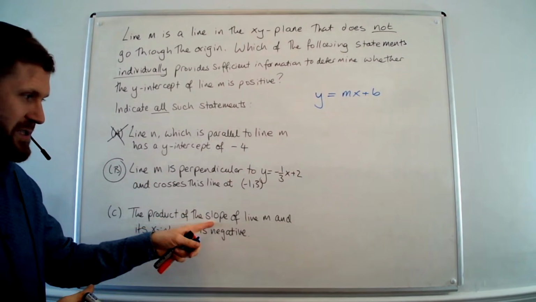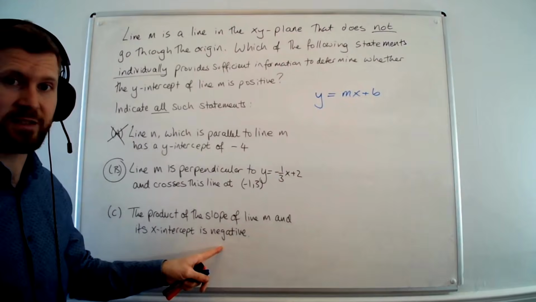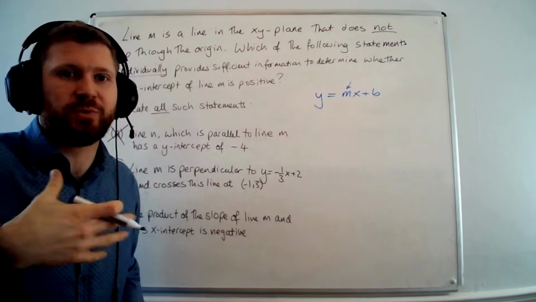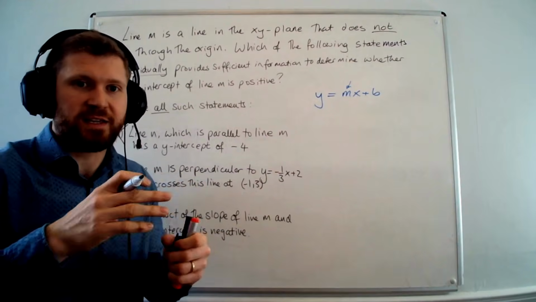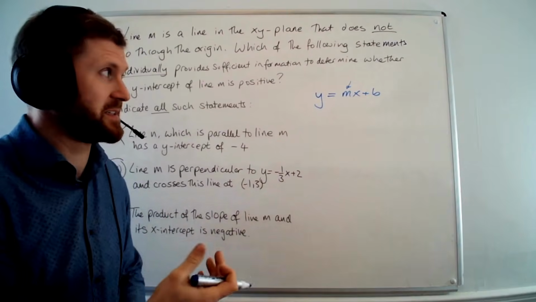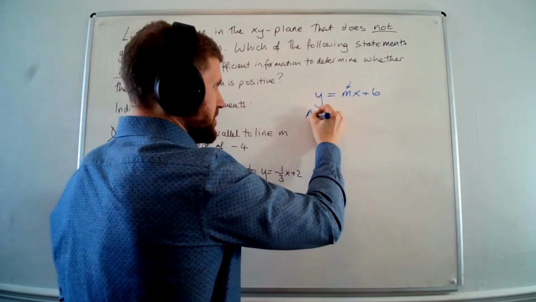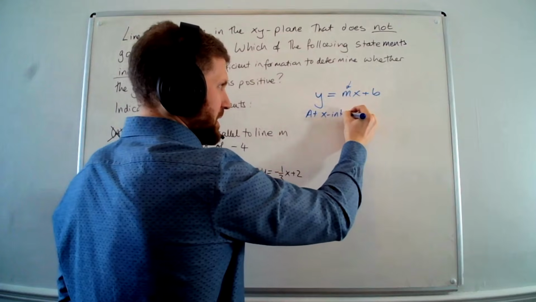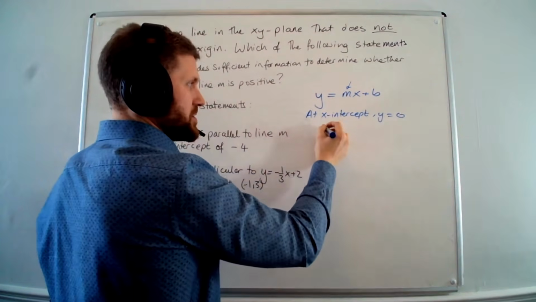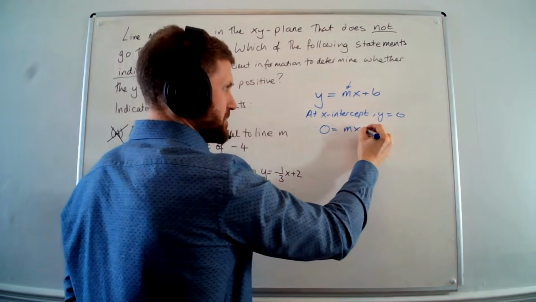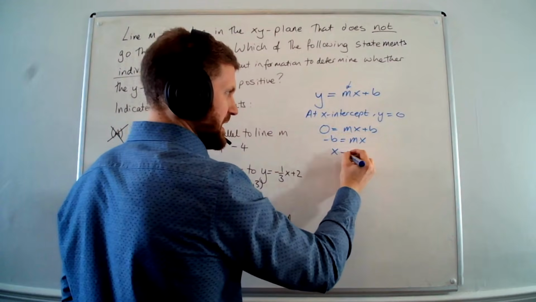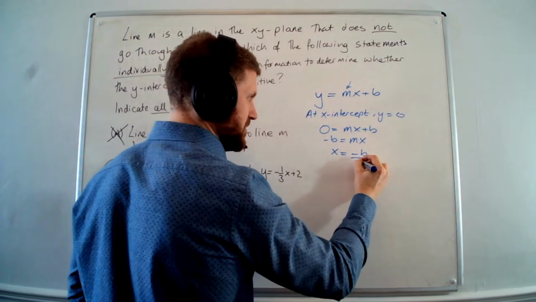And I know the product of the slope and its x-intercept is negative. Okay, well, I've got the slope, that's m, but let's find an algebraic expression for the x-intercept so that I can find the product and make it negative and see if I can tell anything from that. So as we've done before, at the x-intercept, I know that y is going to be 0. So 0 is equal to mx plus b. Mx is equal to negative b. And so the x value is negative b over m.